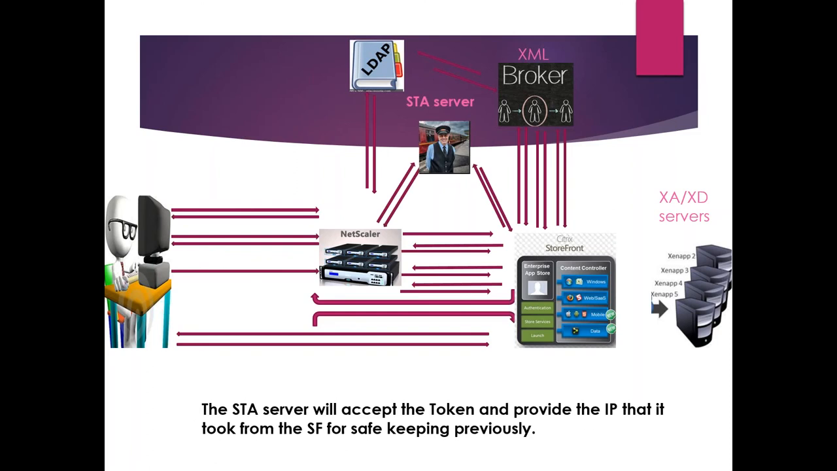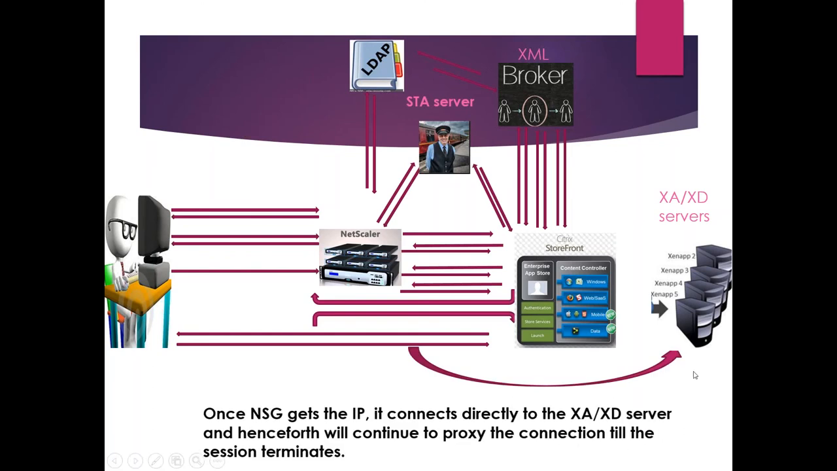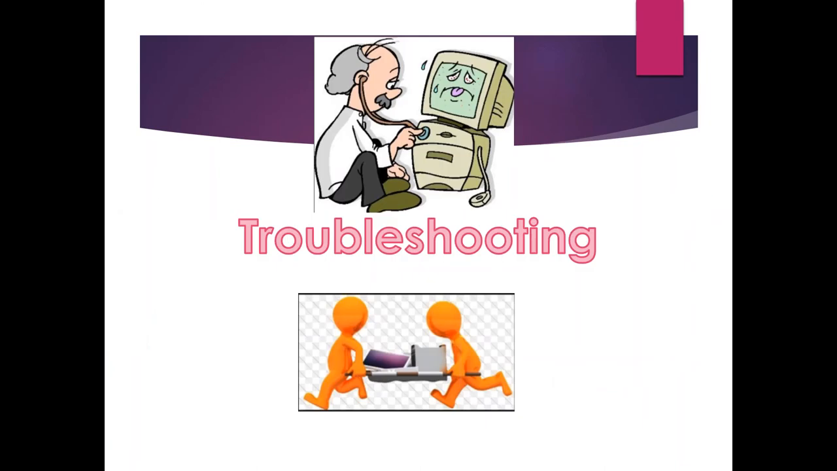Netscaler contacts the STA server, gets the IP address of the Zenapp, and after that, it will just contact the Zenapp server directly. And then you'll see the application launch and all the data. So guys, this is the flow basically.